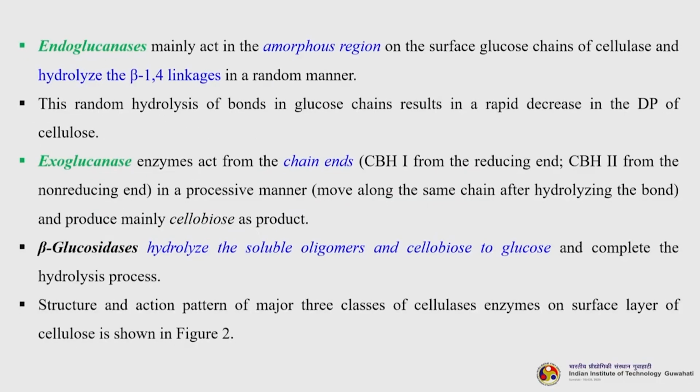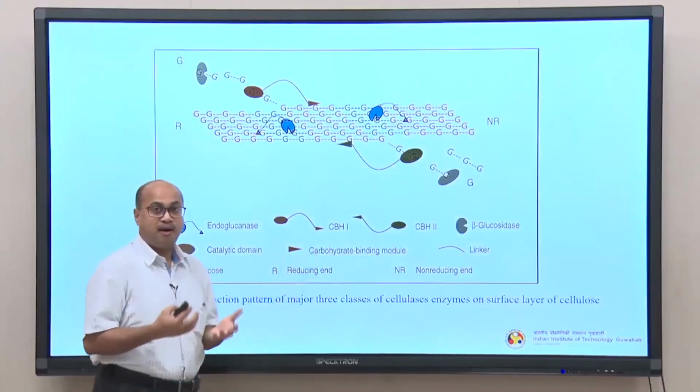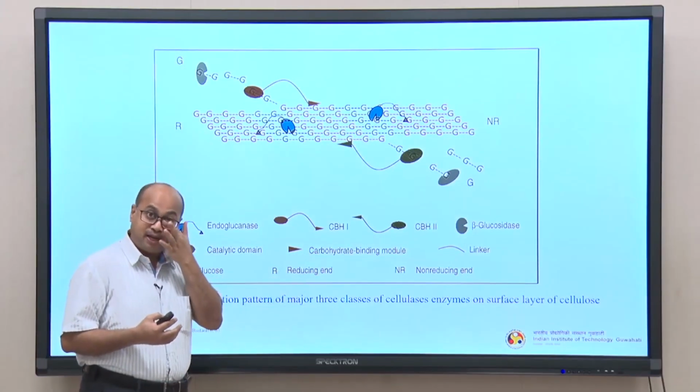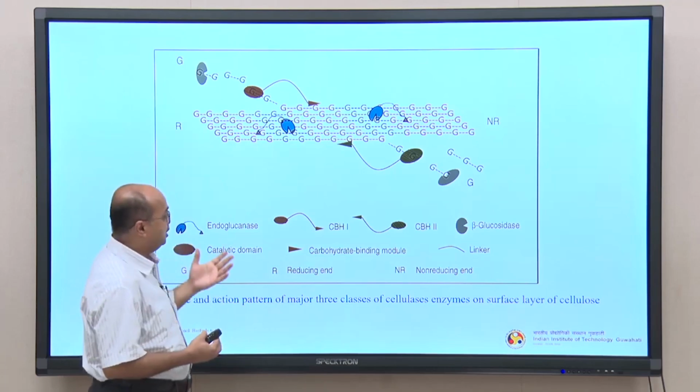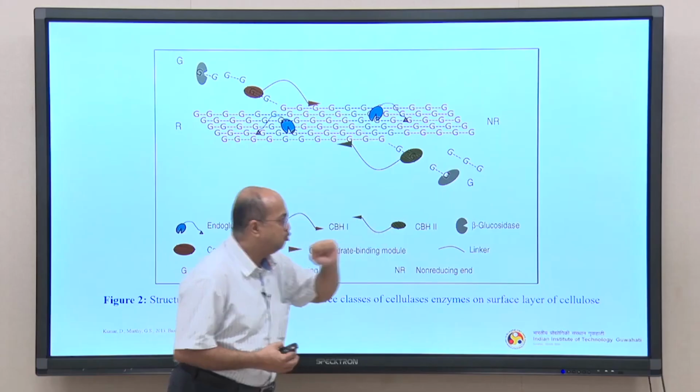For example, endoglucanases mainly act in the amorphous region on the surface glucose chains of the cellulose and hydrolyze the beta 1,4 linkages in a random manner. We will see how it works. This is a typical representation of how the different enzymes act on a glucose microfibril. You can see endoglucanase, this is CBH1, this is CBH2, then this is beta glucosidase.